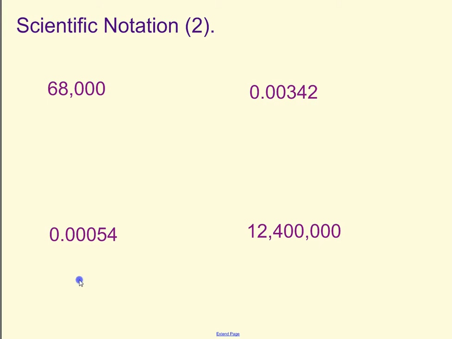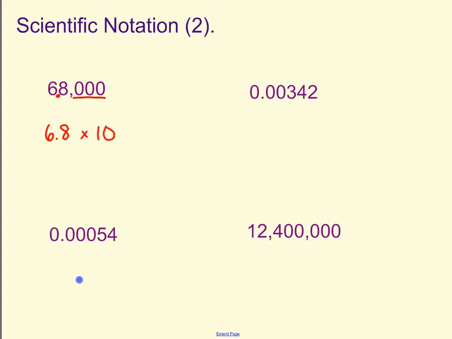So when you are putting a number into scientific notation, there's a couple things you have to decide. One, where does the decimal go? The decimal will always go after the first digit. So we have a 6, the decimal goes after the 6, so 6.8. We don't have to write all those zeros, times 10 to some power.